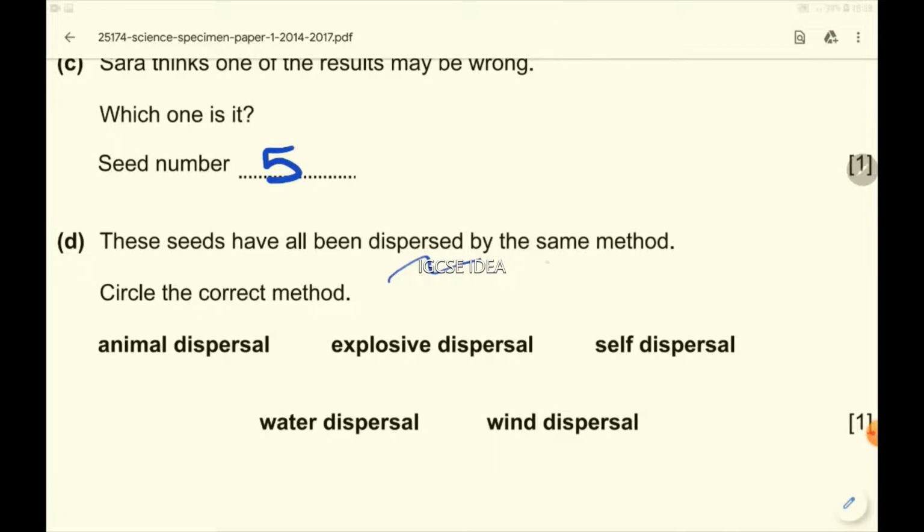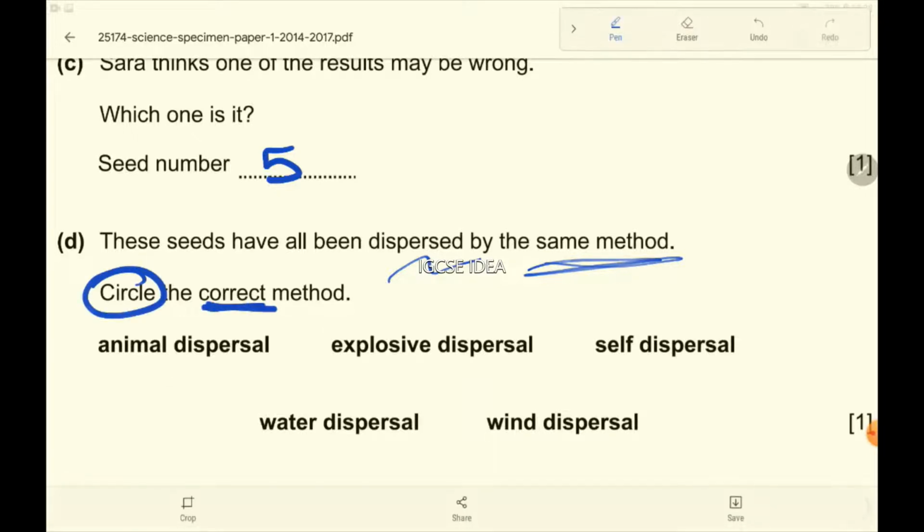These seeds have all been dispersed by the same method. Circle the correct method. Animal dispersal? No way. Explosive dispersal? No. Self dispersal? No. Water dispersal? No. And the correct one is wind dispersal.